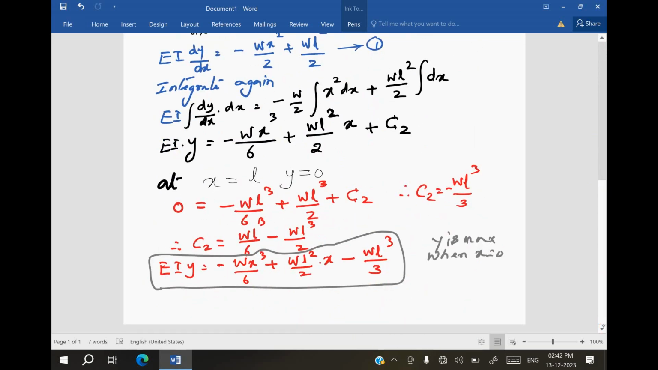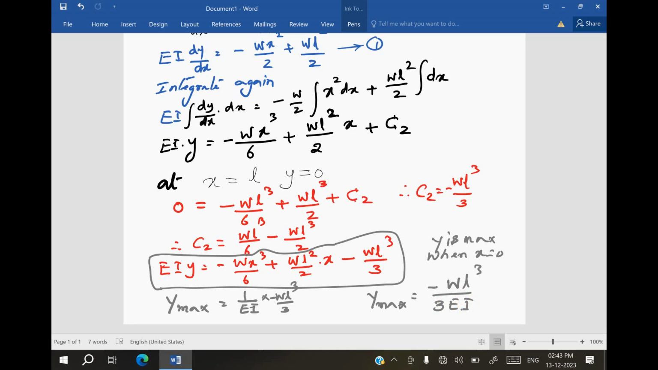So now if you put the value here, then what will happen to the value of y max? y max will be equal to 1 by EI multiplied by, here the first term becomes 0, second term becomes 0, into wL cube by 3 with a minus sign. Therefore y max is equal to minus wL cube by 3EI. This is the formula for your maximum deflection, understand?